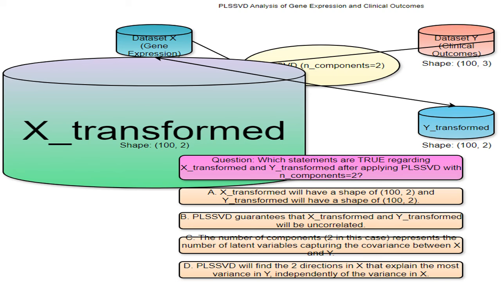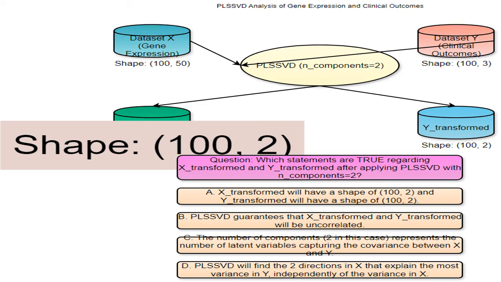Each row will represent a sample, and now, instead of 50 genes, there will be only 2 features representing the most important information concerning the clinical outcomes. The shape, 100, 2, means 100 rows, samples, and 2 columns, components.